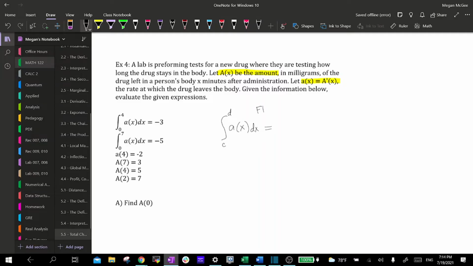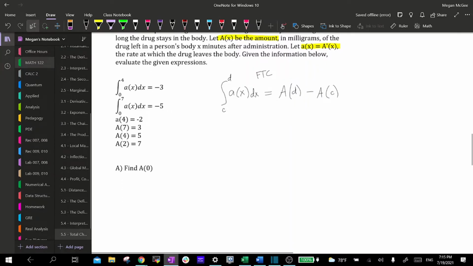So our fundamental theorem says this is the original function, capital A, evaluated at the upper bound, minus capital A evaluated at the lower bound. So we need to see if we can use this theorem to find capital A of 0. If we look closely at both integrals given here, they both have a lower bound of 0, which means if we tried to evaluate them using the fundamental theorem, we would end up looking for A of 0. All right, so let's go ahead and do that.